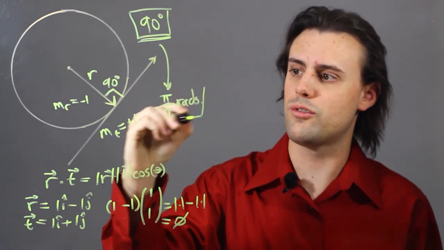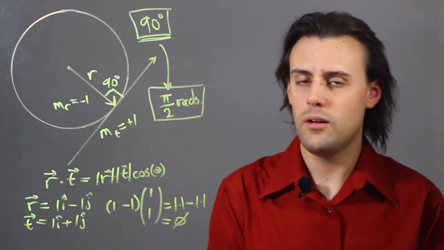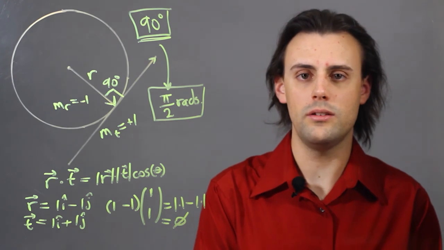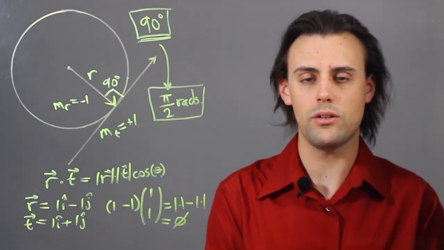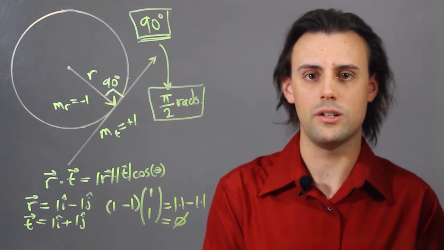or rads for short. My name is Walter Unglaub, and this is what is the special relationship between the radius of the circle and the line tangent to the circle.